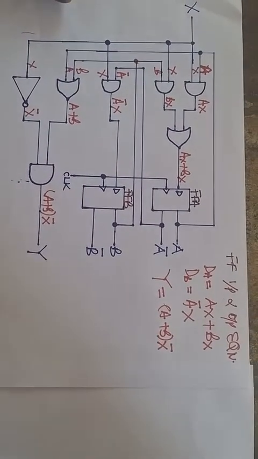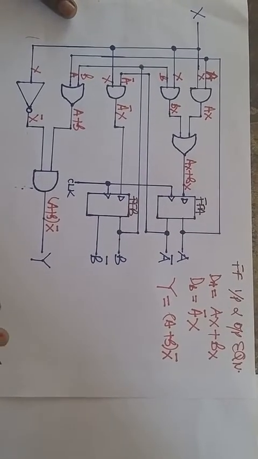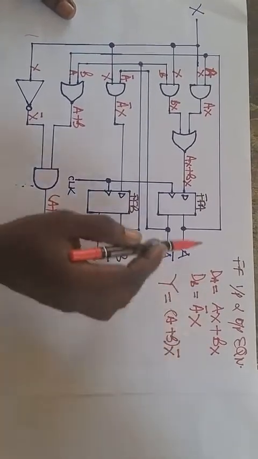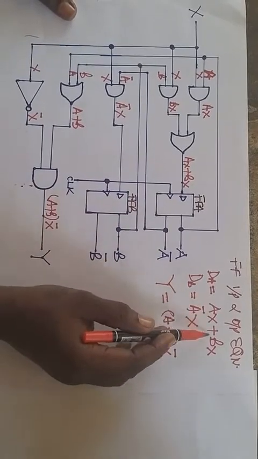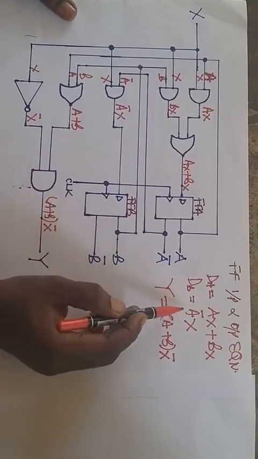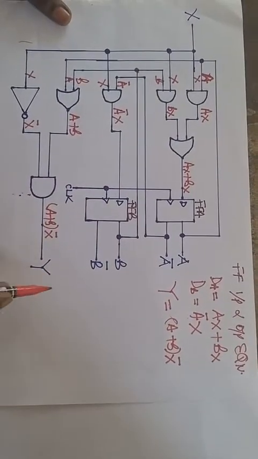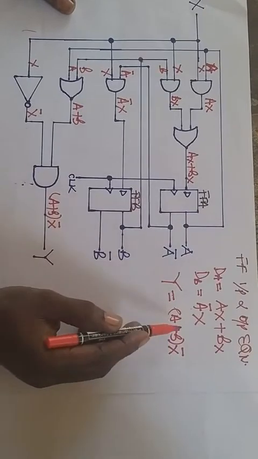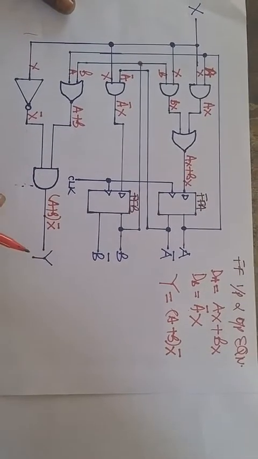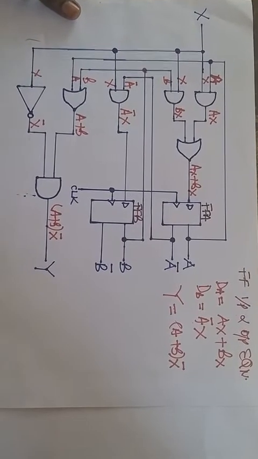So these are our flip-flop input and output equations. For flip-flop A, we have AX plus BX. For flip-flop B, we have A bar X, or A complement X, and then our output Y, which is equal to (A plus B) X prime. So that is what we have.